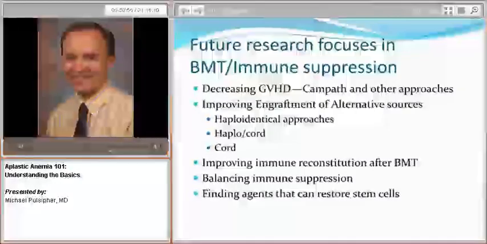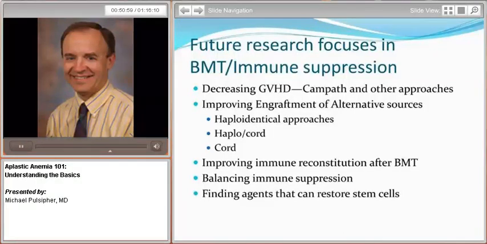Now, what's the future focus of bone marrow transplant and immune suppression therapies? What should we be looking for? For bone marrow transplant, we need to decrease graft versus host disease. As I mentioned to you, it occurs with siblings in less than 10%, with unrelated donors in the 20 to 30%. It's a disease that we'd like to be 0%. So there are a lot of different things that people are trying to do to decrease graft versus host disease. We hope to improve alternative sources and get more numbers in cord and haplo-cord approaches to be able to offer bone marrow transplant to all those who need it.